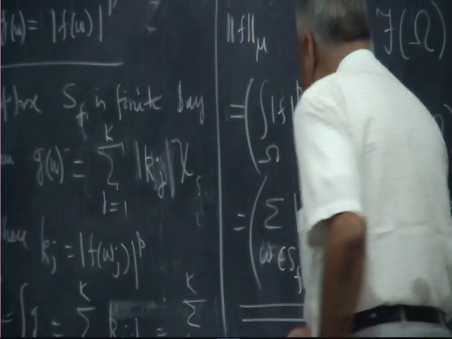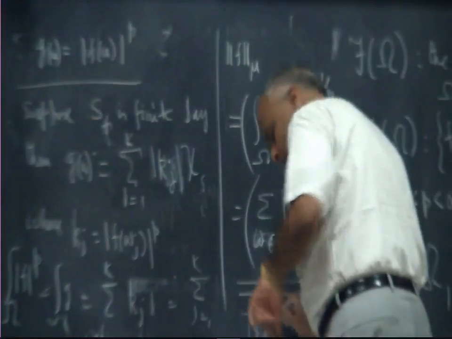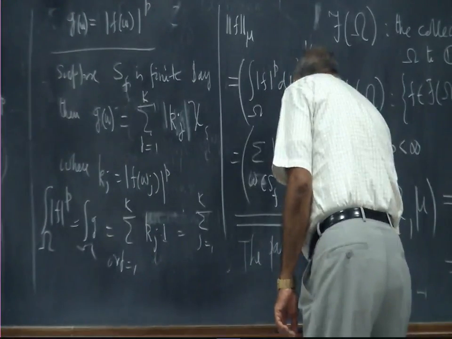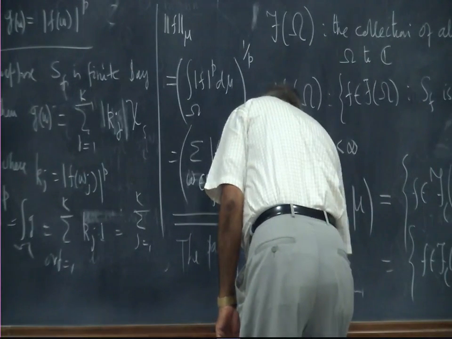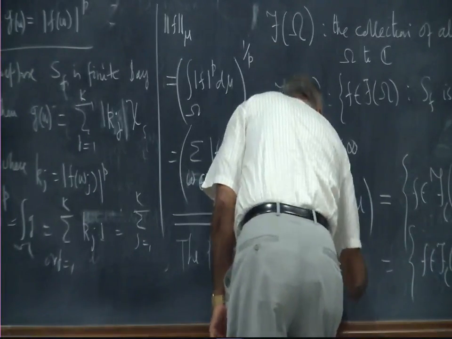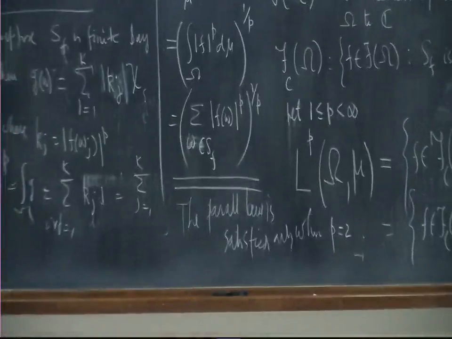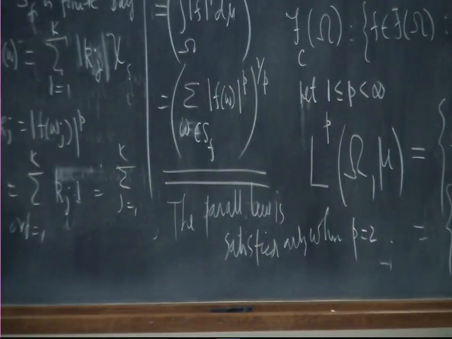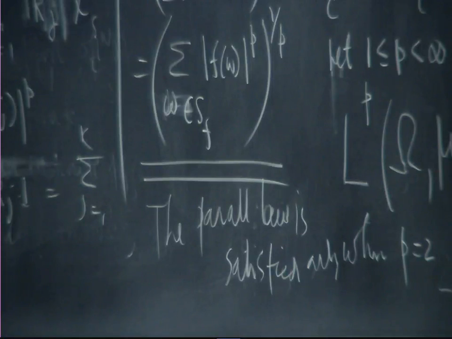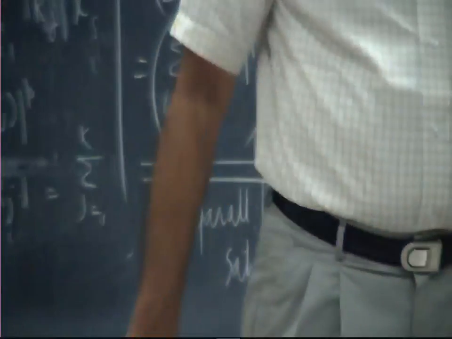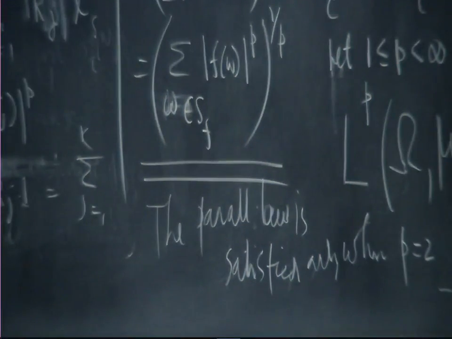We will come back to this space; I will prove this next class. The parallelogram law is satisfied only when p equal to 2. That is the only case where these LP spaces will give you an inner product space. And that is the case where p and its conjugate q are equal: 1 over p plus 1 over q must be equal to 1. When p equal to 2, q is also equal to 2. That sort of symmetry must be there. The number and its conjugate are equal; that is self conjugate. Then nice things happen. So there is a certain amount of self conjugacy in Hilbert space structures.